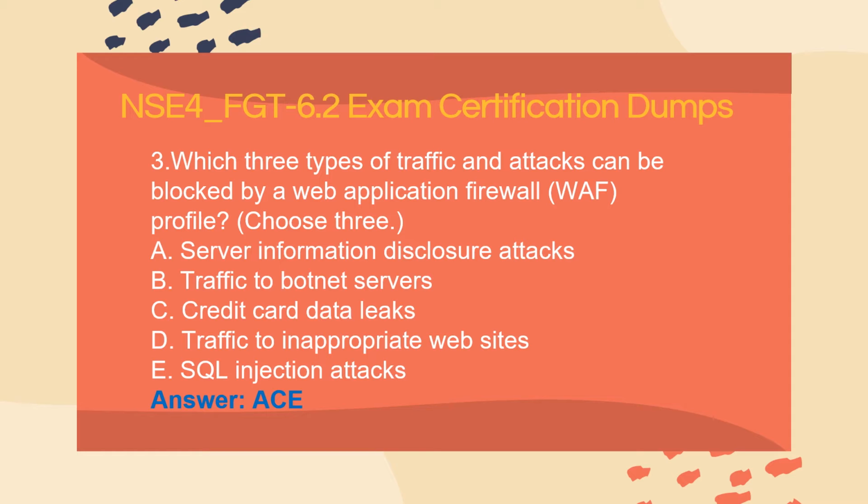3. Which three types of traffic and attacks can be blocked by a Web Application Firewall (WAF) profile? Choose 3. A. Server information disclosure attacks. B. Traffic to botnet servers. C. Credit card data leaks. D. Traffic to inappropriate websites. E. SQL injection attacks. Answer ACE.